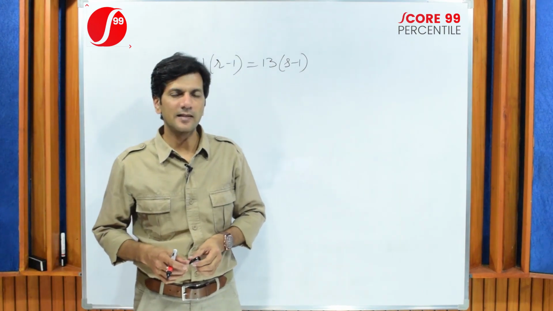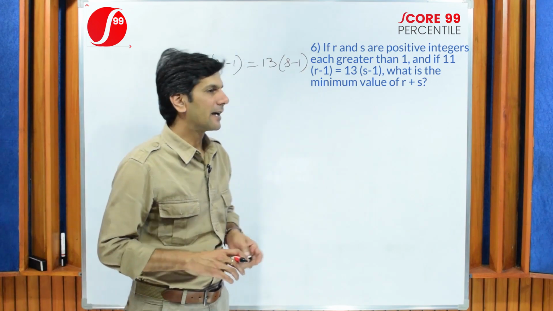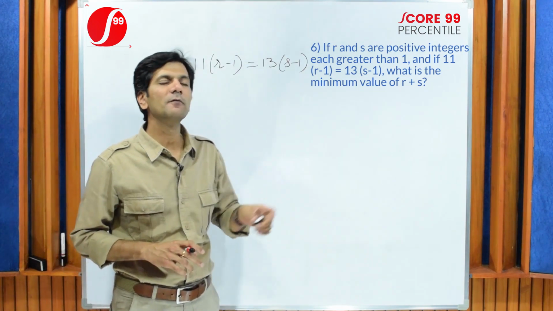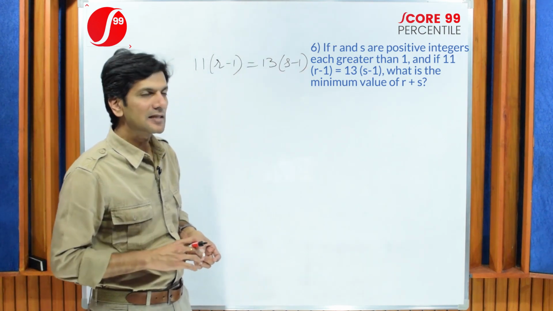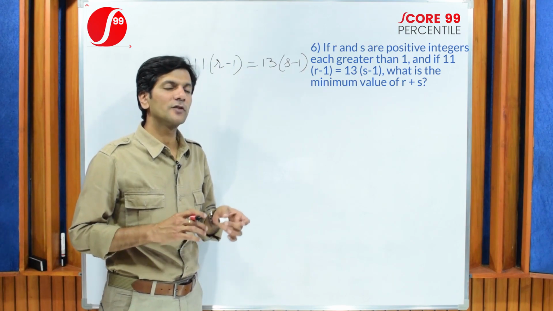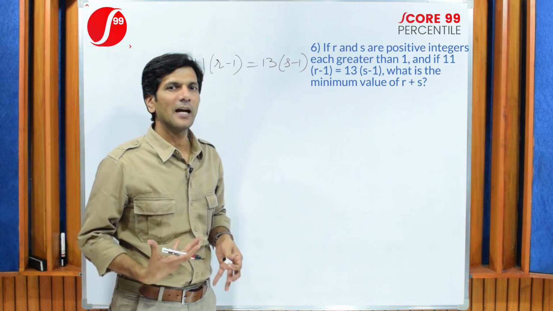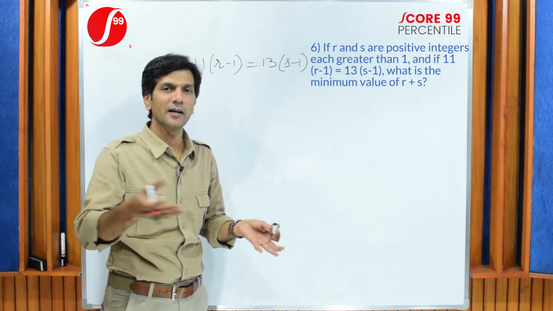Your next question says that if R and S are integers each greater than 1 and 11 times (R minus 1) equals 13 times (S minus 1), what is the minimum value of R plus S? Now, since it's given that R and S are both greater than 1 and they are positive integers, you obviously cannot conclude that the minimum value of R plus S is 2 by taking R and S as 1.